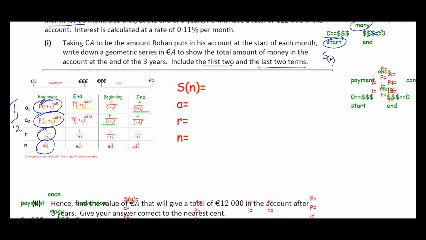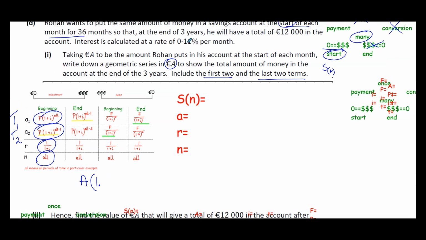Now, P here means what? The amount of money he's paying, isn't it? So in this case, that's our A. So that means my first term is A multiplied by 1 plus the interest rate. What was the interest rate? 0.11 per month, so 0.011. That goes to the power of all periods. And for all periods, he is paying for what? For 36 months. So that will be 36.